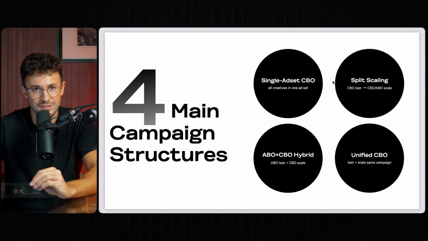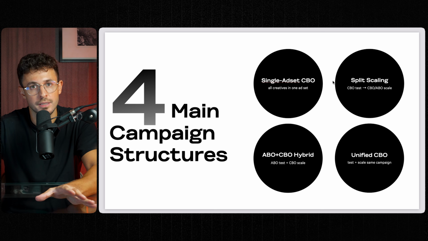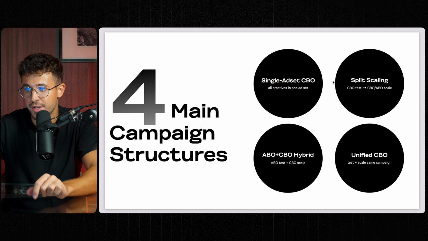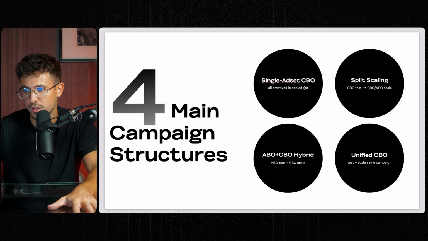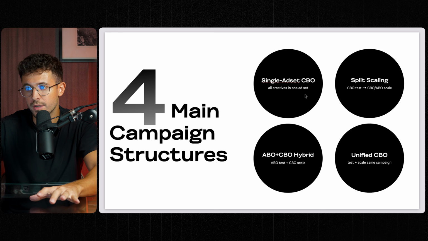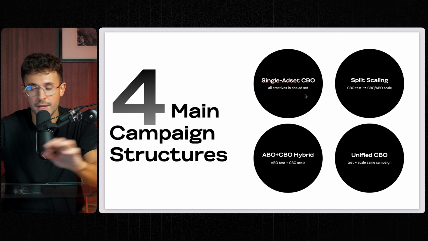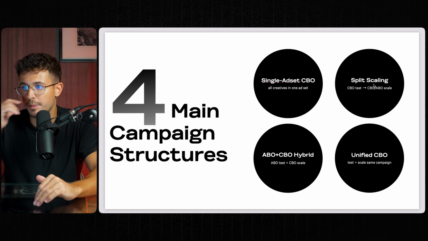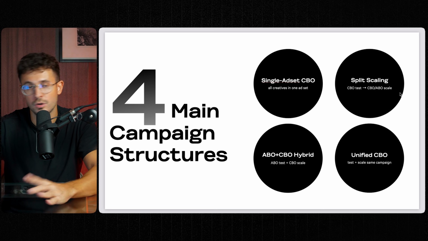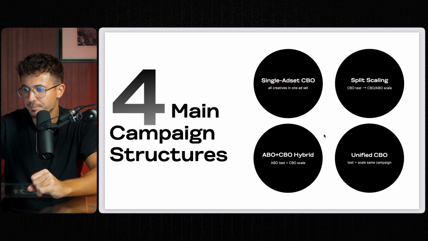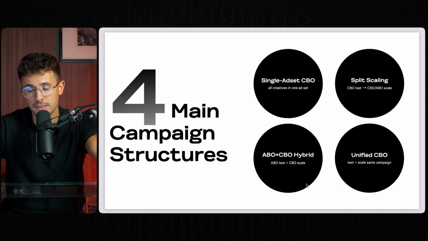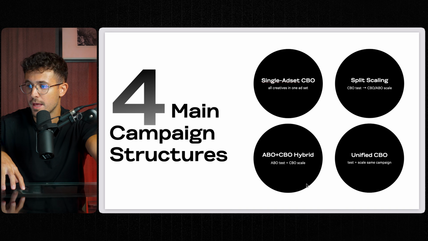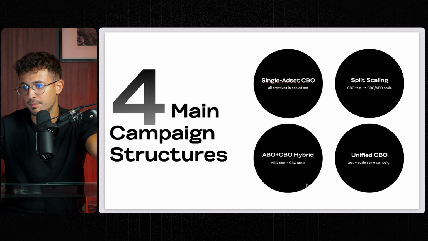And this is just the names that I will identify these different strategies. And here is the explanation. I will keep the explanation also on the other slide, so you can always refer to it. Single ad set CBO, all creatives in one ad set, one campaign, one ad set, everything inside. Split campaign, CBO test and CBO or ABO to scale specific content. ABO plus CBO hybrid, so ABO for test and CBO for scale. Unified CBO test plus scale, same campaign.